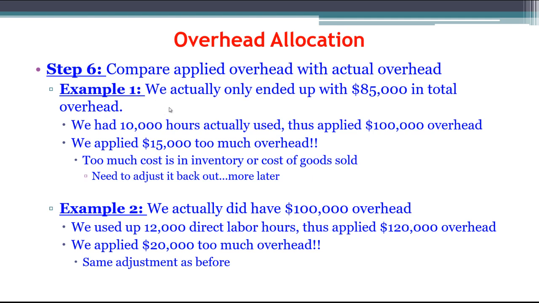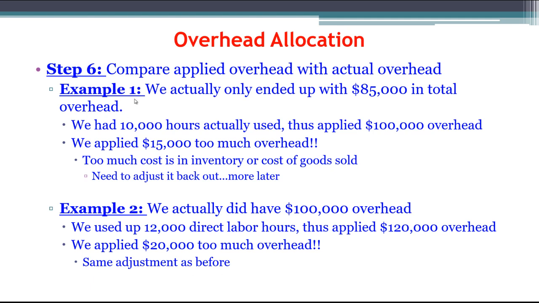That's example 1. But now let's take example 2. Let's say we add up all of our bills at the end of the year. You know what? We really did have $100,000 in overhead. Our total cost estimate was right on track. But let's say that our labor hour estimate was not. We actually ended up using 12,000 direct labor hours throughout the year, and every single one of them got $10 per hour overhead applied, so we would have applied $120,000 in overhead, which of course is $20,000 too much. The same issue happens here. We've applied too much overhead. We're going to have the exact same adjustment that we'll see in just a bit.